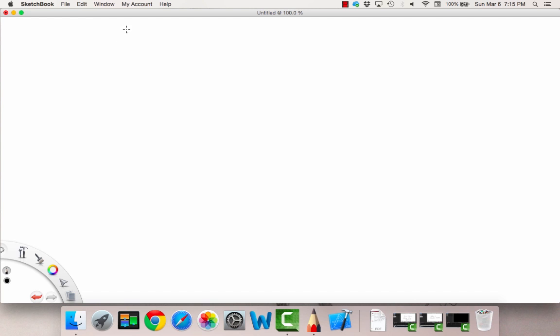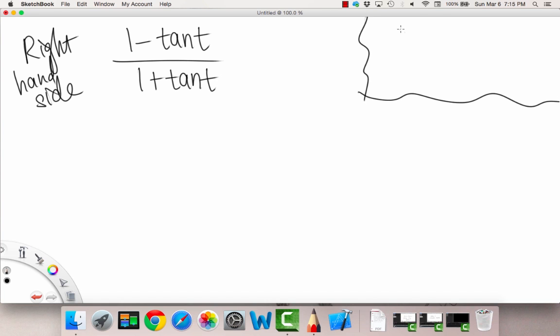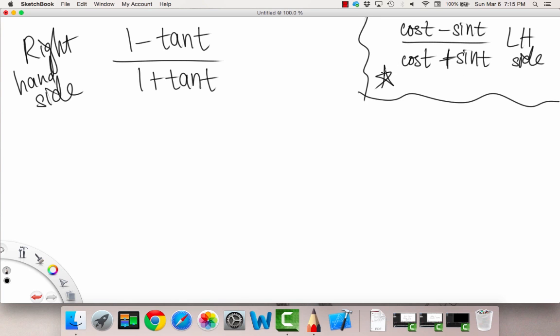So on the right-hand side, we have 1 minus tangent t over 1 plus tangent t. And here's a little side note. This is the stage which we obtained on the previous slide from working with the left-hand side: cosine t minus sine t over cosine t plus sine t. So this is what we obtained from the left-hand side on the previous slide. So this is what we're kind of aiming for, sort of.